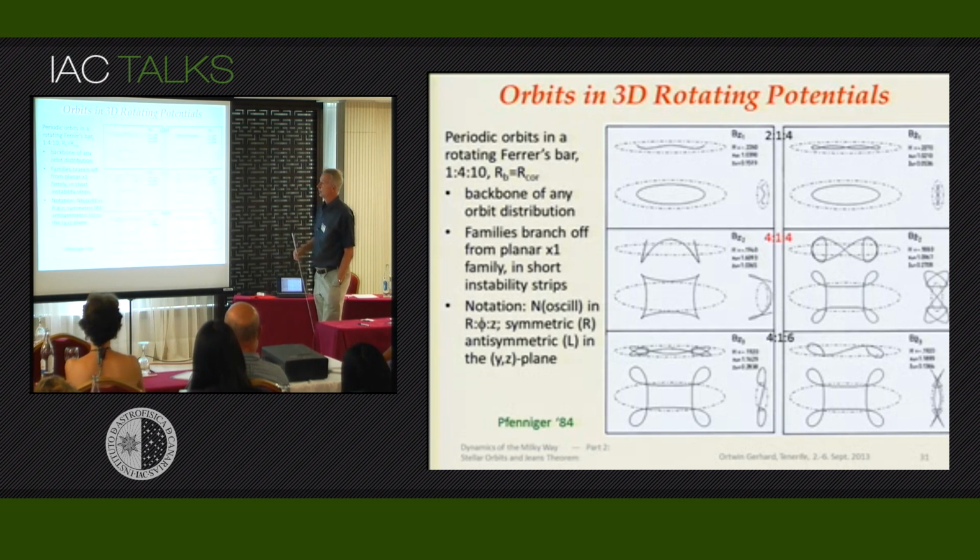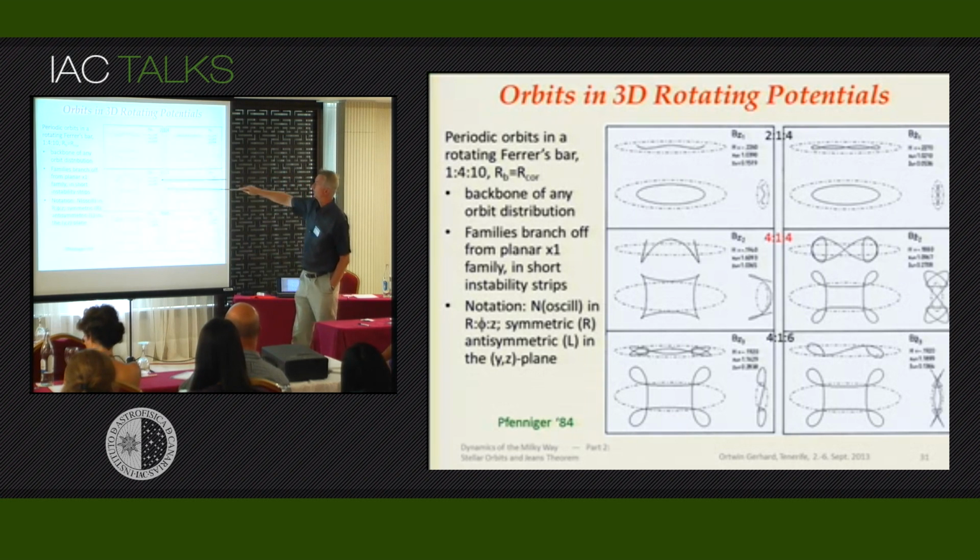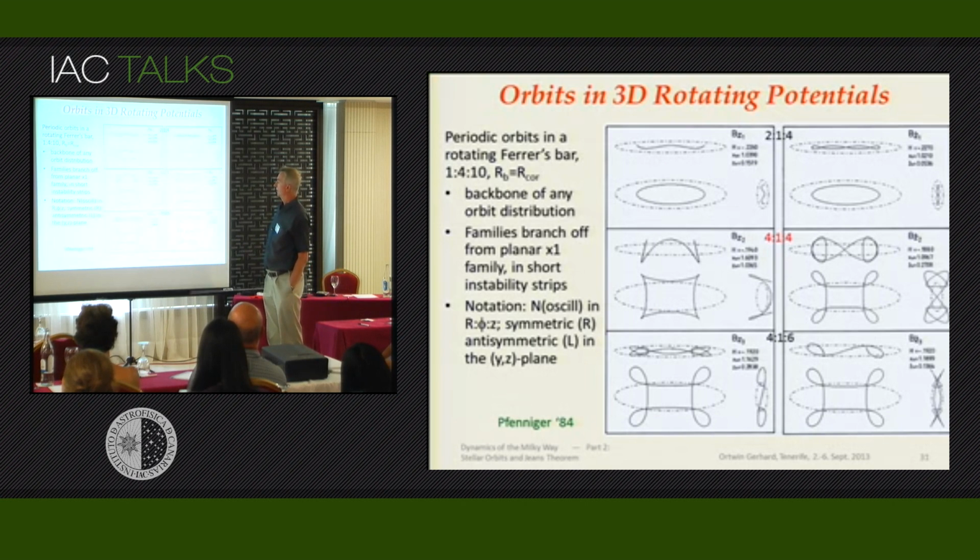So now we're coming to 3-dimensional bars. This will be relevant for some of the galactic bulge work tomorrow. So here now we have a set of periodic orbits that was first worked out, I believe, by Daniel Pfenninger. He used a rotating Ferrers bar. That's some mass distribution we don't need to worry about. Some long bar, relatively thick in the horizontal direction and thin in the vertical direction. And he was then finding the periodic orbits in this rotating potential.